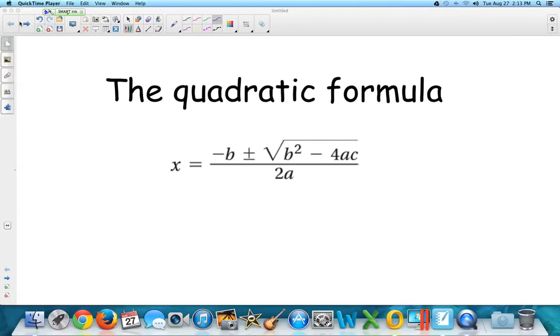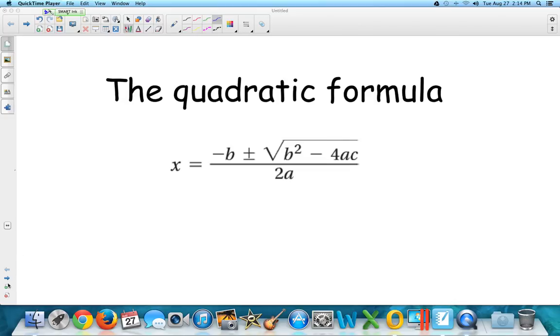Today I'm going to show you how to solve quadratics by using the quadratic formula. I recommend that you pause the video and write down this formula real quick, the formula that you see here. So pause the video and write this down.